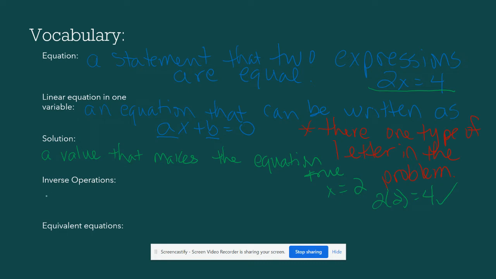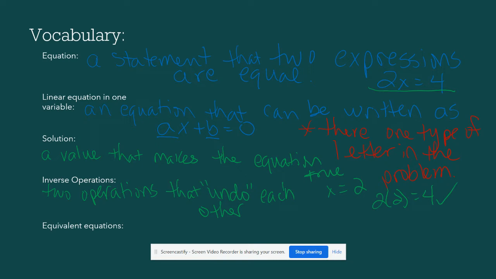Inverse operations are two operations that are opposite or undo each other. So the most common ones that we've learned so far are that adding and subtracting are inverse operations, and multiplying and dividing are inverse or opposite operations.